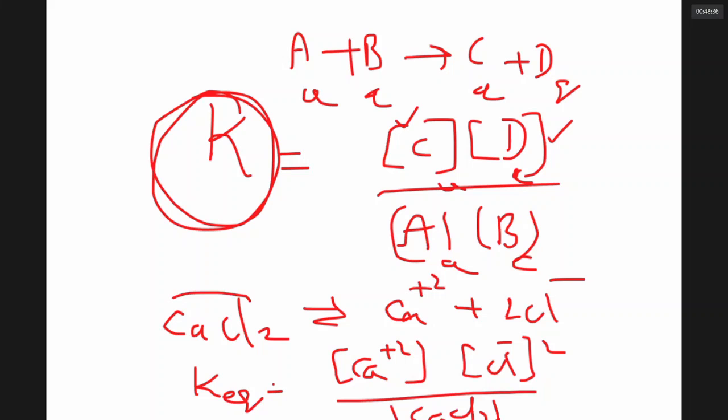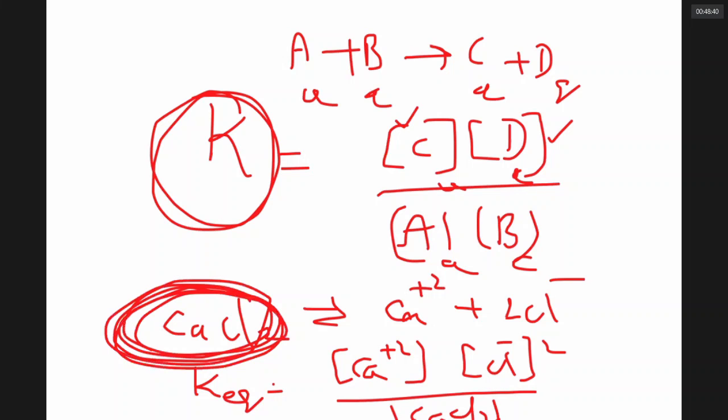The solid CaCl2 undissolved, its concentration is always taken as unity. So it is called Ca plus 2 into 2Cl into Cl minus whole square. This is called the solubility product. Solubility product is the same as the equilibrium constant. It will ignore the solid part and consider only the ionic part.